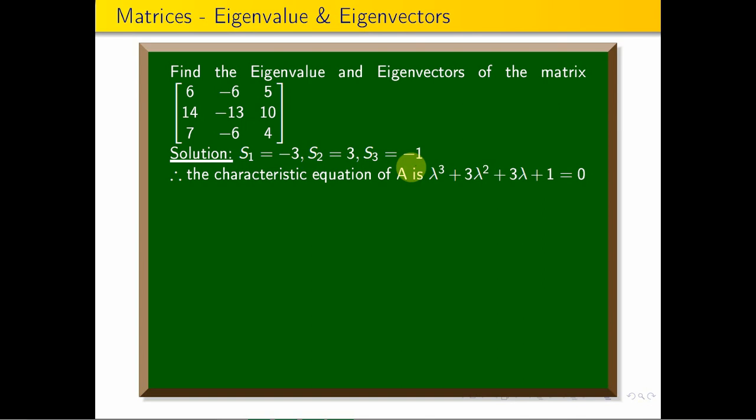The next thing is to find the roots of this equation. We know that the roots of the characteristic equation are nothing but the eigenvalues. For a cubic polynomial, there are methods to find the roots. The simplest way is to use a calculator, and we can find the roots. But here it fits a direct formula: a cube plus 3a square b plus 3a b square plus b cube.